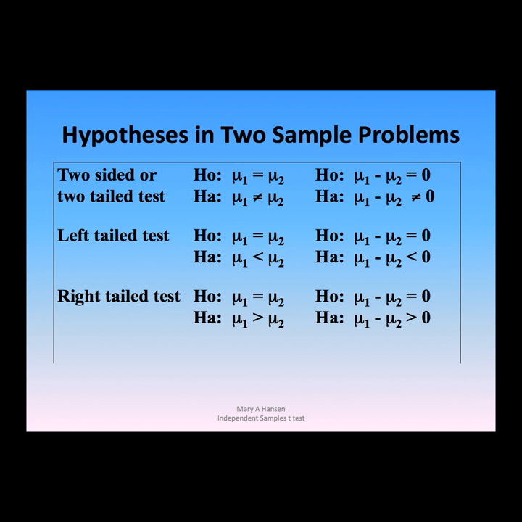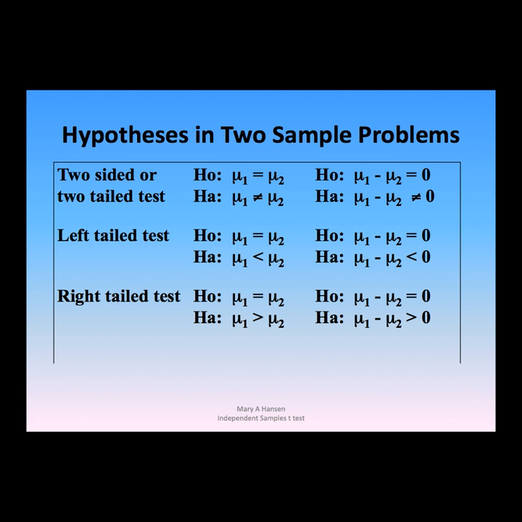We have talked about a one-sample t-test that is appropriate when we have one single sample and we want to make a generalization about a single population. In that case, we could have two-sided, left-tailed, or right-tailed tests. Similarly, with the two-sample problems, when we have two populations that we want to compare, such as males to females, we have two-sided or two-tailed, left-tailed, and right-tailed two-sample problems.